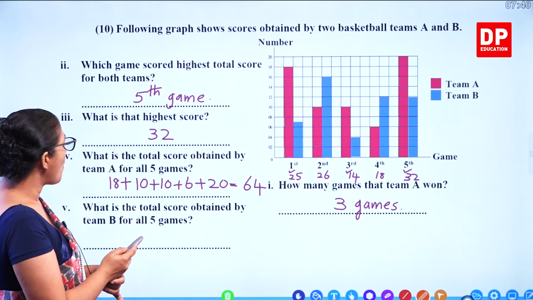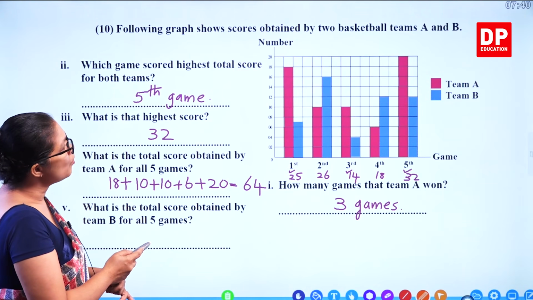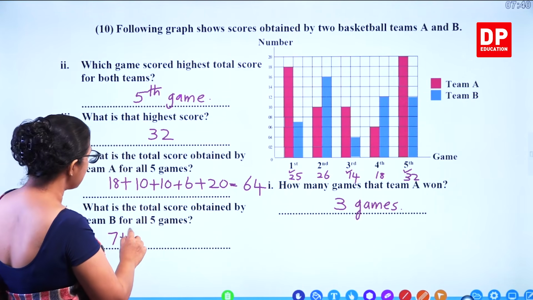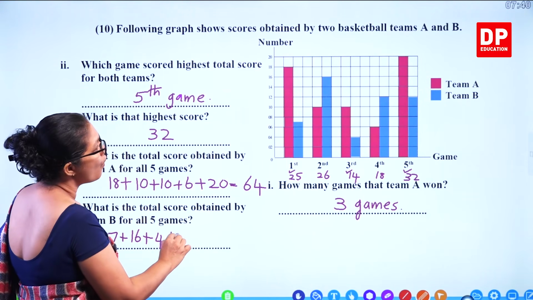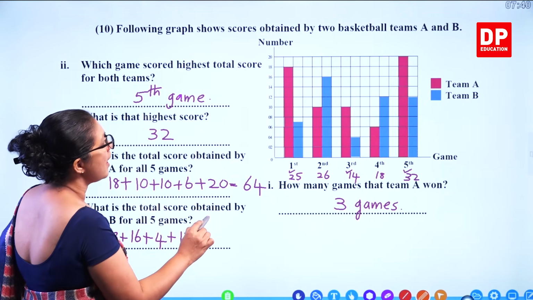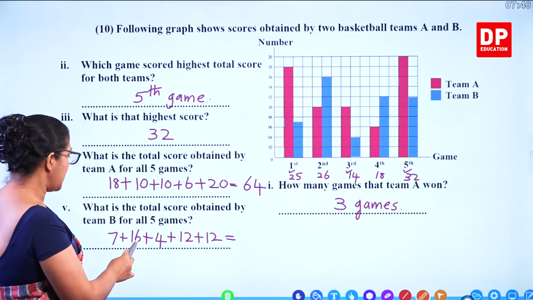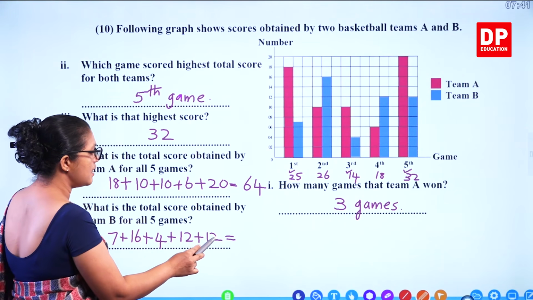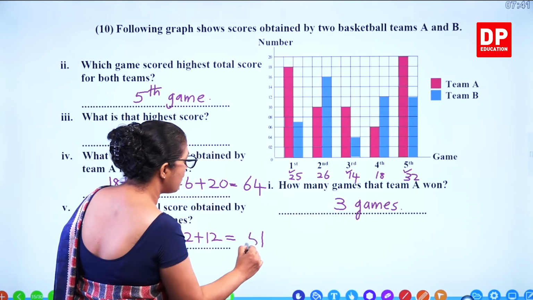What is the total score obtained by Team B for all 5 games? That's the blue one. 7 and then 16, 4 and 12 and the final one is again 12. Now add it. 7 plus 6, 13. 13 plus 4, 17. 17 plus 2, 19. 21. 2 remaining. 3, 4, 5. 51 altogether.